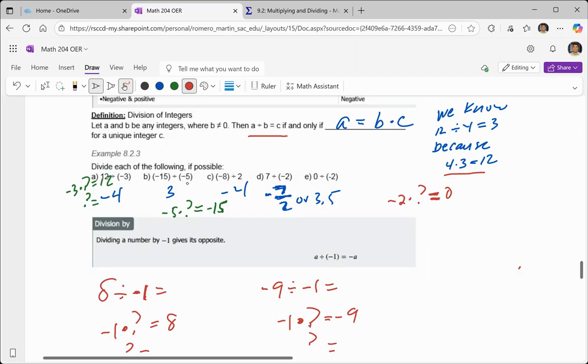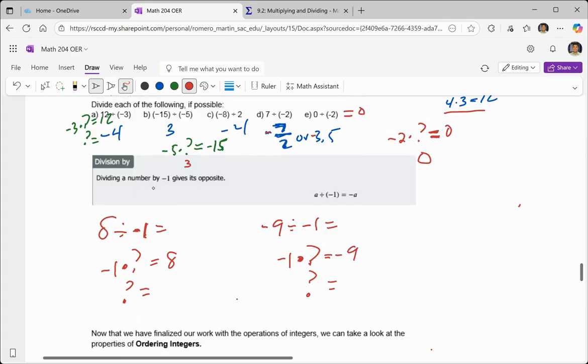Negative 15 divided by negative 5. Since they're both negative, the answer is going to be positive. Or we say negative 5 times what equals negative 15? That has to be 3. So think about it as you see the answers. Negative 8 divided by negative 2 is positive 4. 7 divided by negative 2 is negative 7 halves, or negative 3.5. 0 divided by negative 2 is what? Negative 2 times what is 0? It's 0. So we have a 0 there.